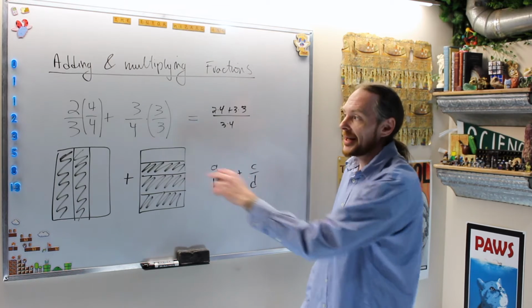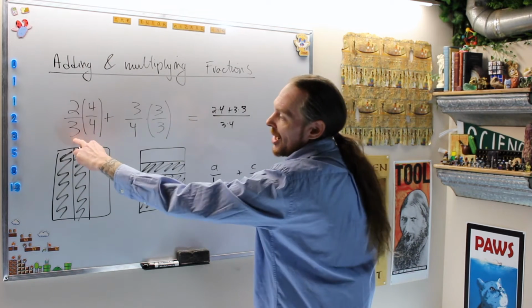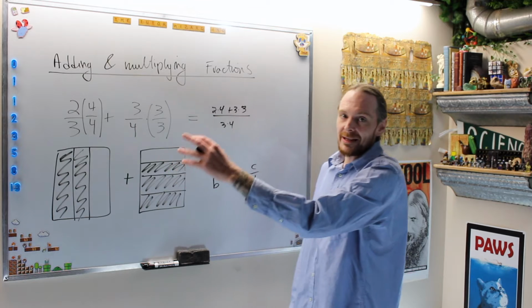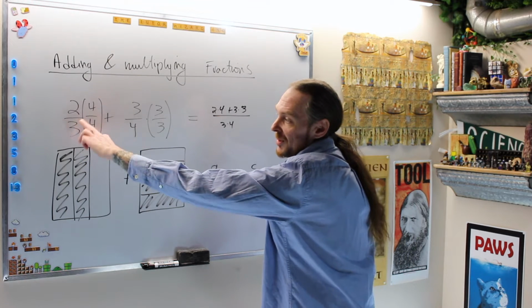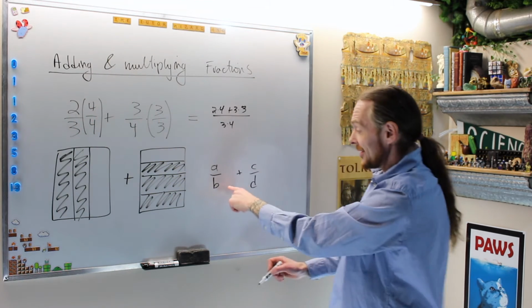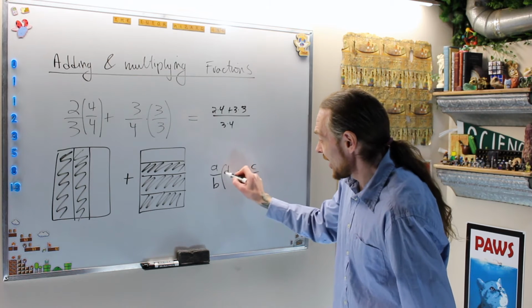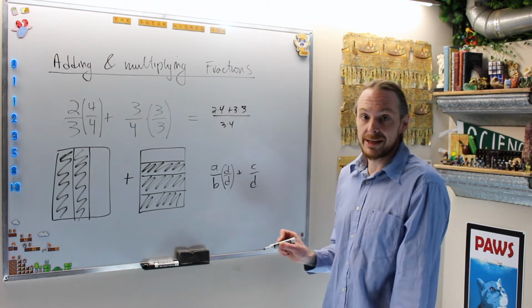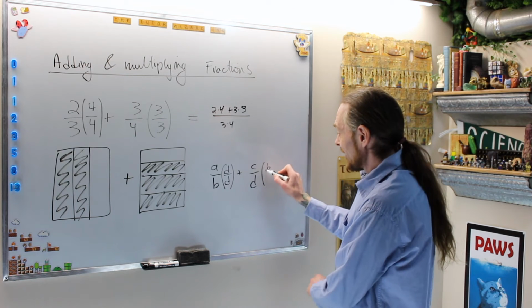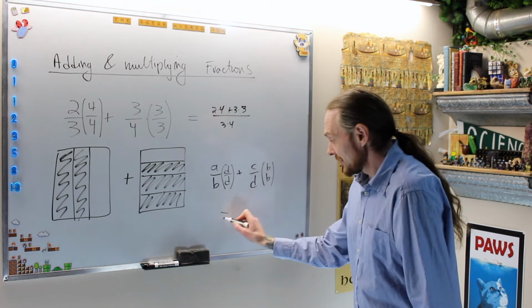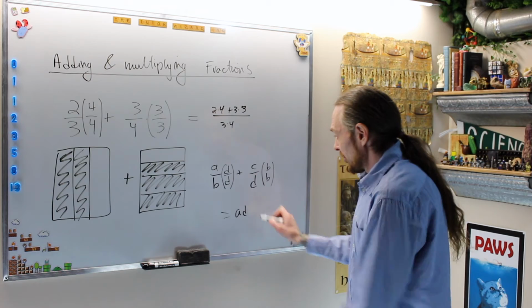You memorize the dirty trick, and that's the dirty trick. The common denominator of 3 and 4 is 12, so I'm just multiplying by the thing that's missing. I'm going to do the same thing here. What's missing here? D. I'm going to multiply by 1 in the form of D over D. And this one's missing B. B over B. And then this is AD plus BC.